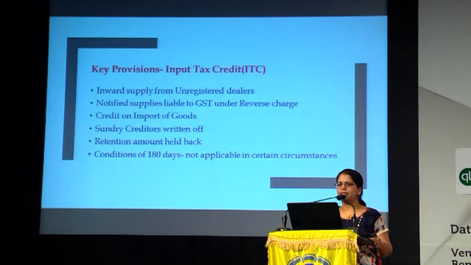What can those transactions be actually? Basically these are very, very specific transactions. For example, I am a goods transport agency and I will be supplying services to my recipient at 5% and 12%.